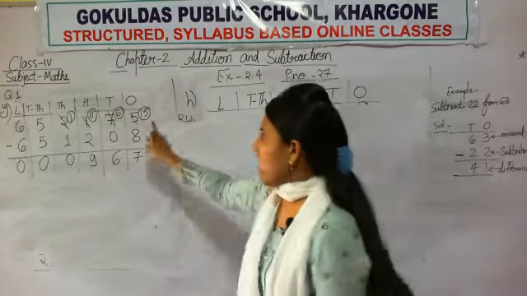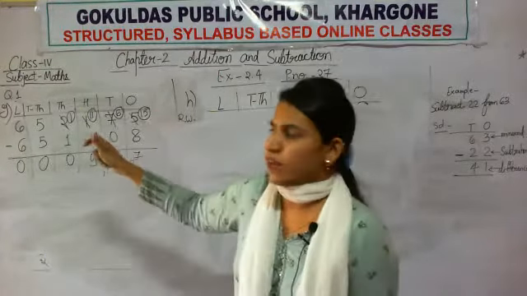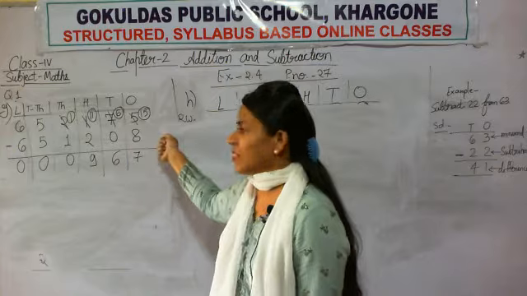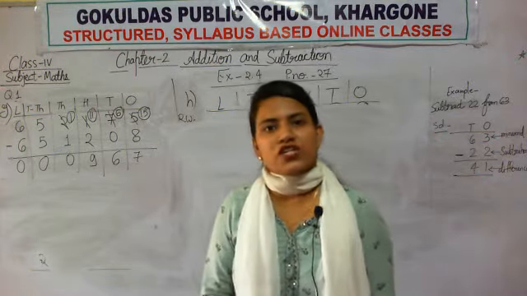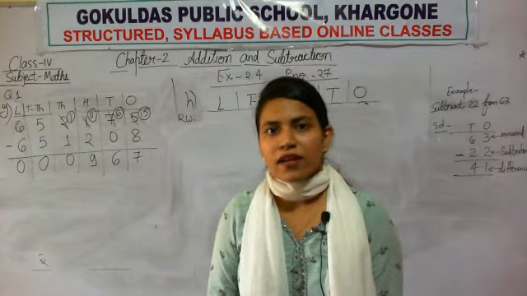Remember, the larger number is called the minuend. The next number which you are subtracting is called the subtrahend. And this is the result of your subtraction. The result of subtraction is called the difference.